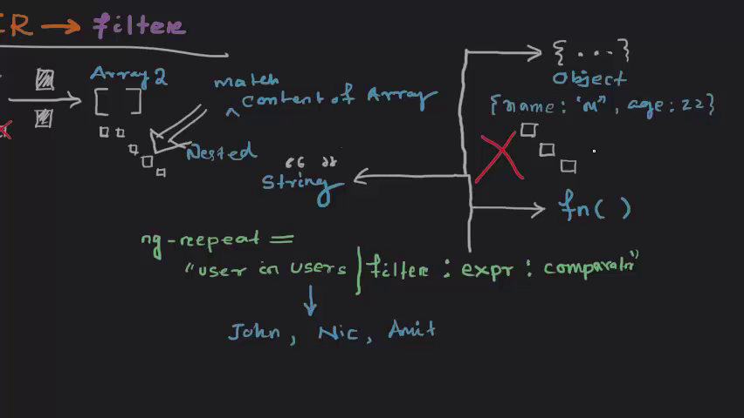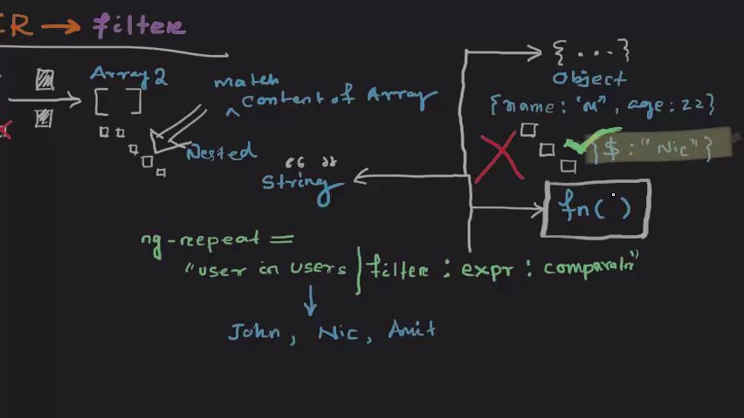So for searching anywhere, we can use the $ sign. If Nick is there in the 3-level children, we have to pass $ and Nick. So it will find it everywhere. It doesn't matter which property it is.